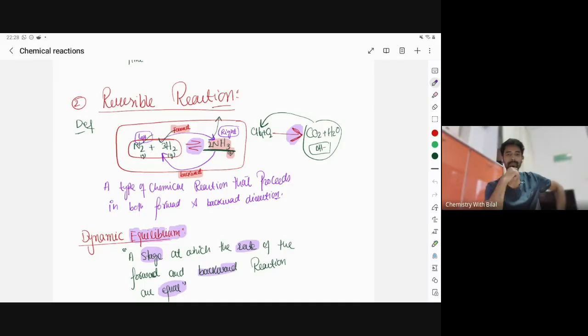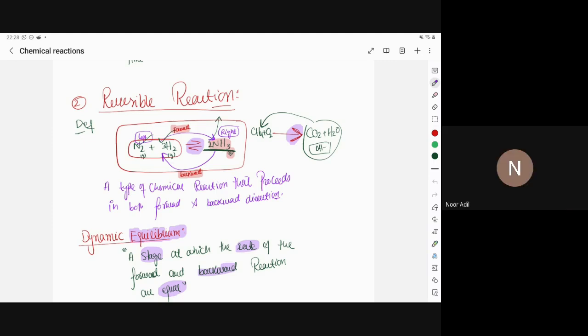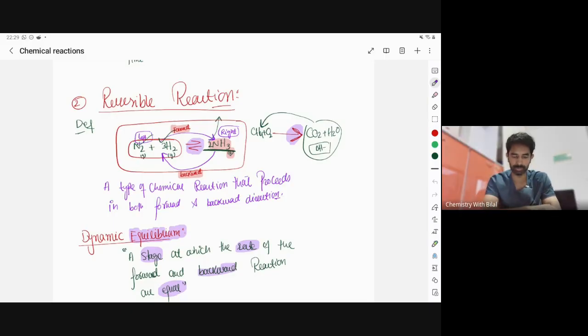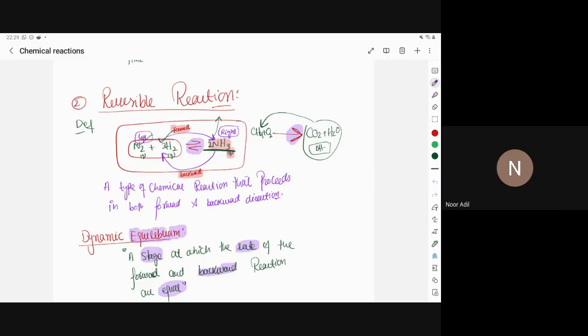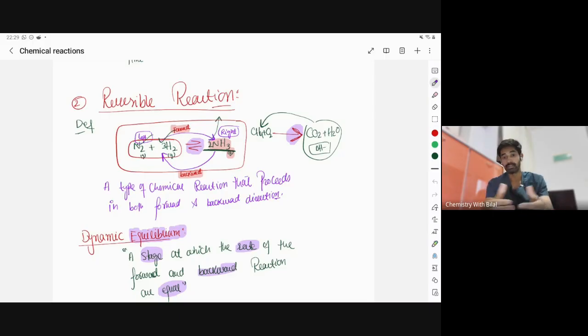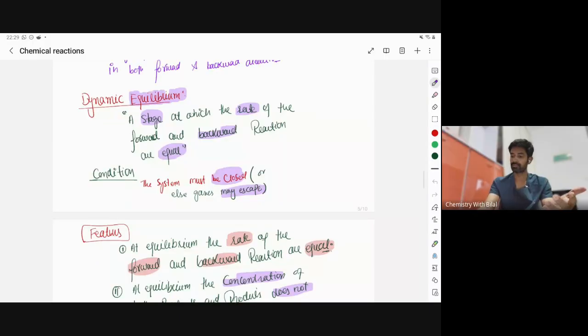Okay, Noor, आप ही हमें बताएं, what's a dynamic equilibrium and how it is established? What's the minimum condition to achieve the dynamic equilibrium? In the dynamic equilibrium, it's like a stage at which the rate of the forward and the backward reaction will be equal, and the condition is that the system must be closed. Excellent. Why the system has to be closed, Noor? So that the gases may not escape.